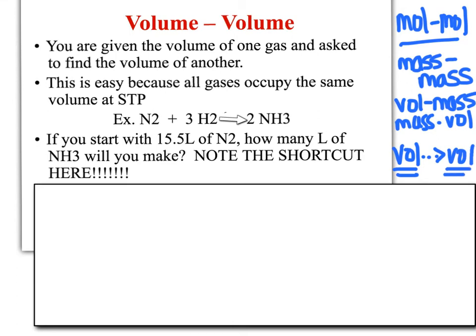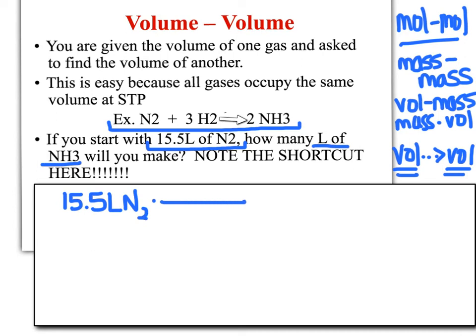So take a look at this one. Nitrogen reacts with hydrogen to make ammonia. You start with 15.5 liters of nitrogen. How many liters of ammonia will you make? Now, I'm going to work this the long way first to show you why it's not necessary. So remember what we've learned before. 15.5 liters of nitrogen. Our first step would be to convert to moles. How do we get from liters to moles? 22.4 liters of nitrogen would be 1 mole of nitrogen. Our next step is our ratio.